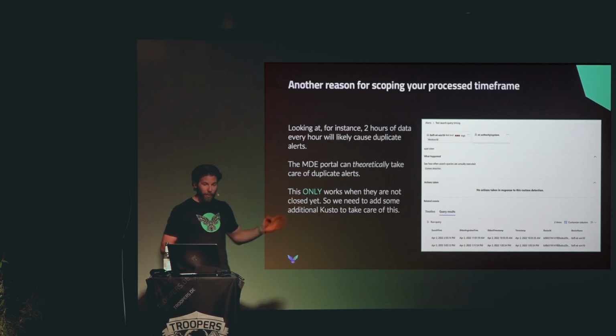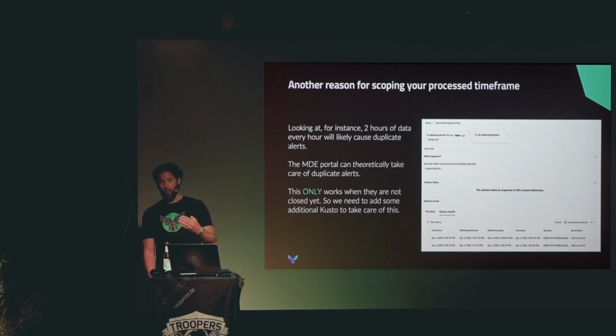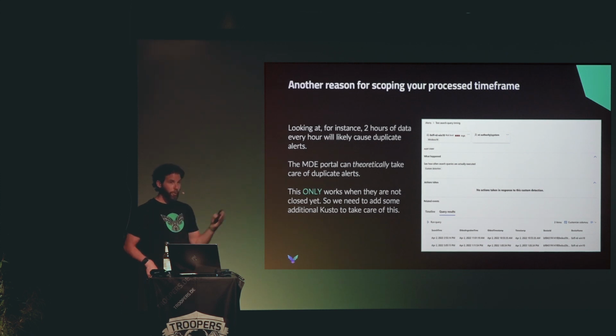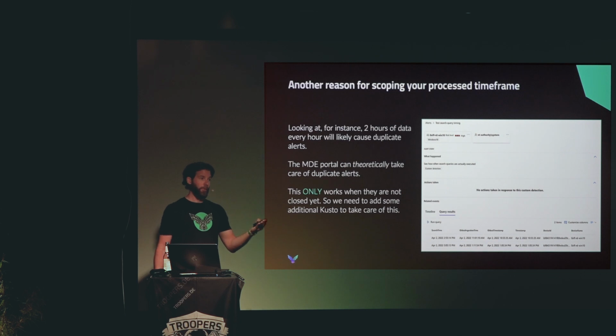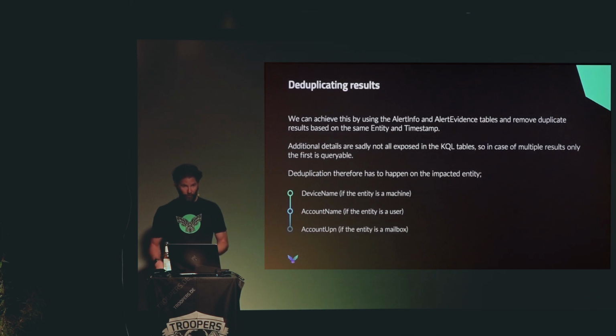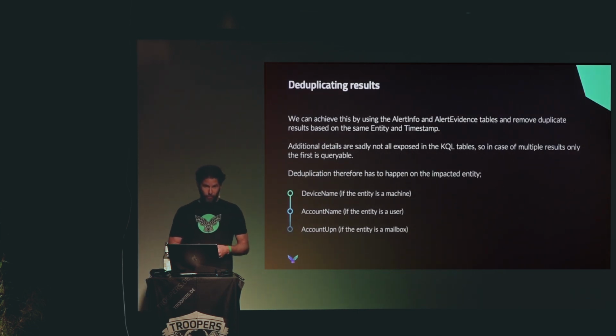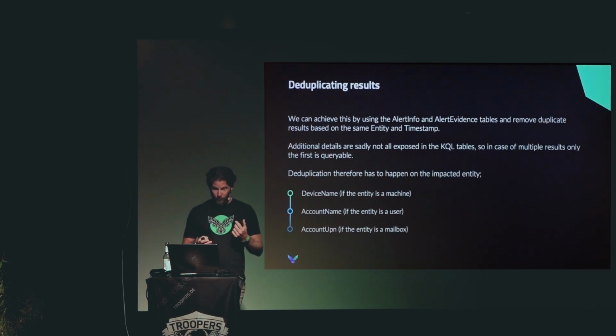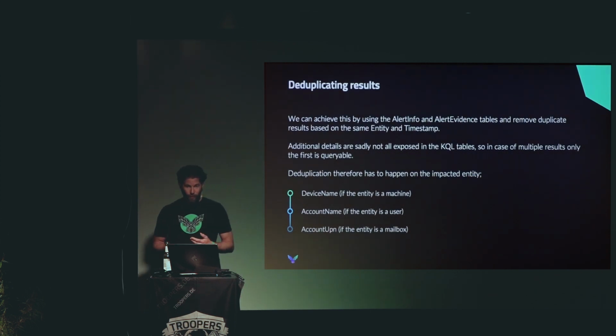So Defender fixes that a bit. If you are not that quick in responding to your alerts, if it's still open, it will add to it and you won't get a duplicate alert. However, if you're a little bit more efficient, like a lot of people are, you closed it and then it will get you a new one. So that's very annoying because you just handled it, and if you get that for multiple boxes, it's a mess. So we started building a whole deduplication engine, and basically you can do this only on the device name, the account name, or the UPN, if it's a mailbox. That's just a limitation of Defender right now.